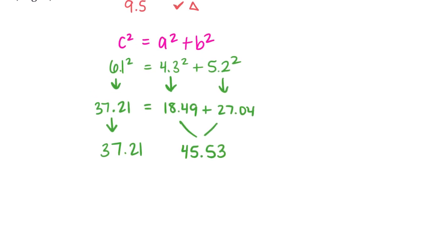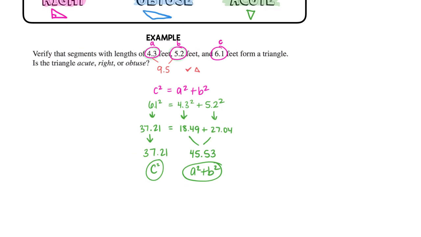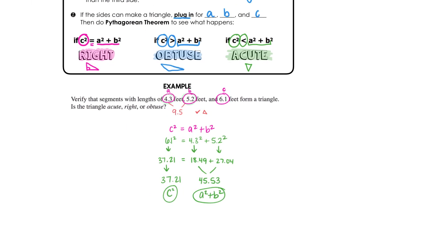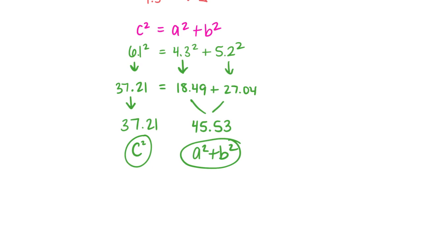And then what you want to do, remember this was our c, right? So this was c squared. This was a squared plus b squared over here. You want to compare these numbers. So if you look at c squared, 37.21, that is smaller than this, right? This is smaller than 45.53. That means if we look at our rules up here, this would be an acute triangle because c squared was less than a squared plus b squared. So since it's less than, we're going to say that this is an acute triangle.